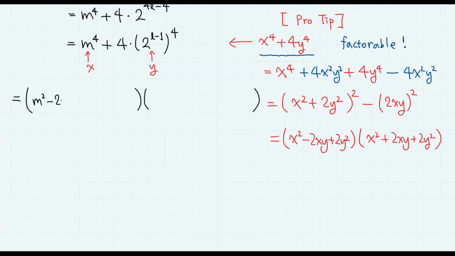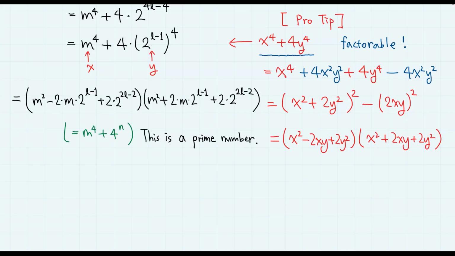m squared minus 2 times m times the y part, 2 to the power of l minus 1, plus 2 times y squared, hence 2 to the power of 2l minus 2, times m squared now plus 2 times m times 2 to the power of l minus 1 plus 2 times 2 to the power of 2l minus 2. Since this is a prime number, the smaller factor, which is m squared minus 2 times m times 2 to the power of l minus 1 plus 2 times 2 to the power of 2l minus 2, must be 1.